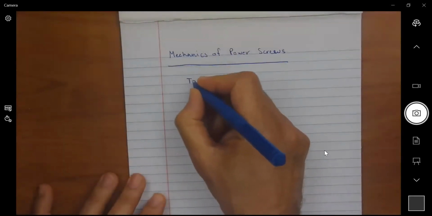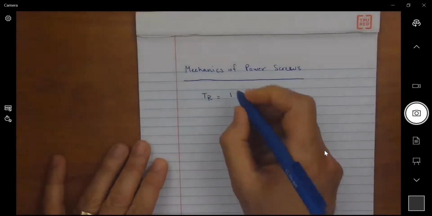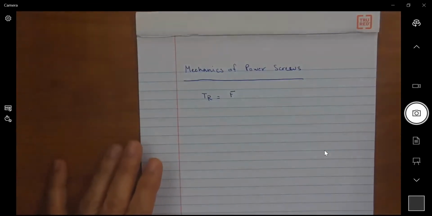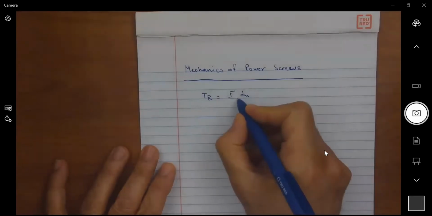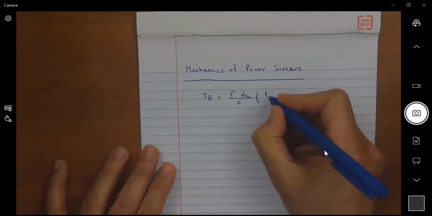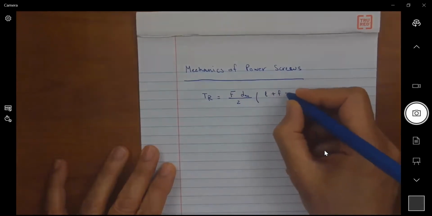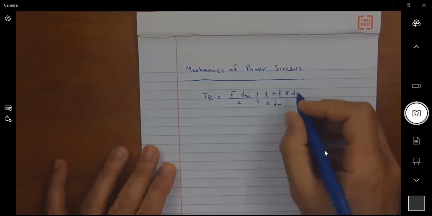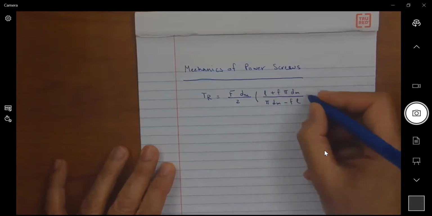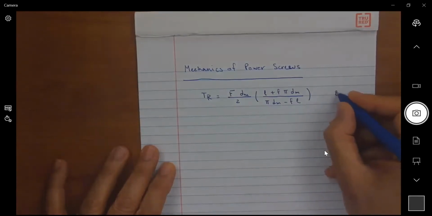The equation for the torque that is needed to raise a load, and that was TR, equals the weight of the load that we want to raise, F, multiplied by the mean diameter divided by 2, multiplied by the lead plus the friction multiplied by pi mean diameter, divided by pi the mean diameter minus the friction coefficient times the lead. And this is equation 8.1 in your textbook.